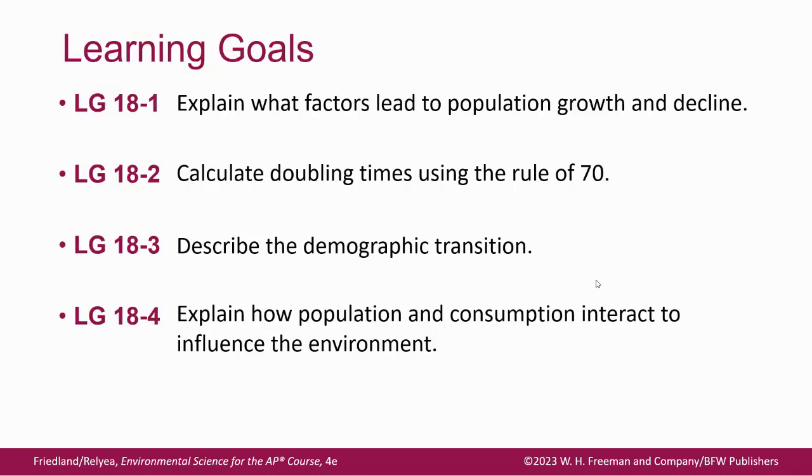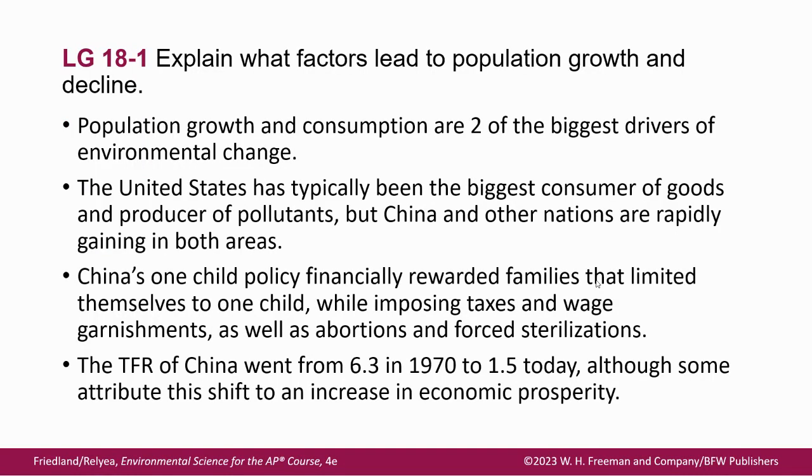Our learning goals today are to explain what factors lead to population growth and decline, calculate the doubling times using the rule of 70, describe the demographic transitions, and explain how population and consumption interact to influence the environment. So, first standard, explain what factors lead to population growth and decline.